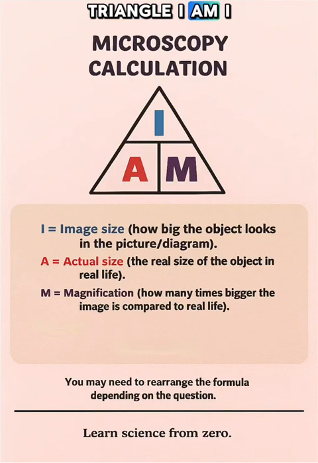For exam, you need to remember this triangle. I am. I is your image size, A is your actual size, and M is magnification. You may need to rearrange these formulas for a certain type of question. For example, to work out image size, you multiply actual size by magnification. If you want to work out magnification, you do image size divided by actual size.